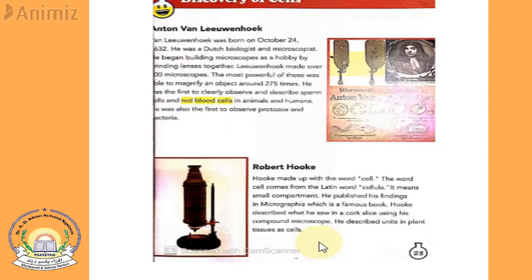Cells are tiny structures which are the building blocks of life, and without them human beings, animals, and other living organisms cannot survive. Different cells have different purposes in our body, so we are going to see that in detail, but as of now you should just be aware of this and learn about it. So who discovered the first cell, and who discovered the microscope? Without a microscope, cells cannot be seen.